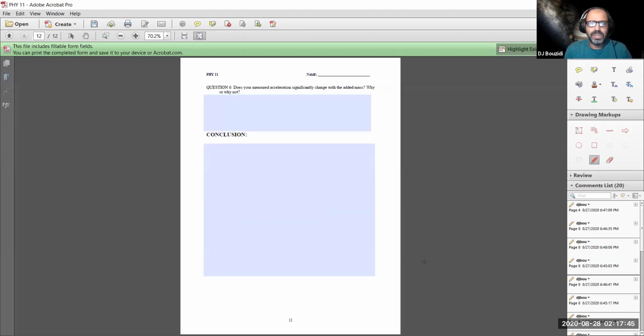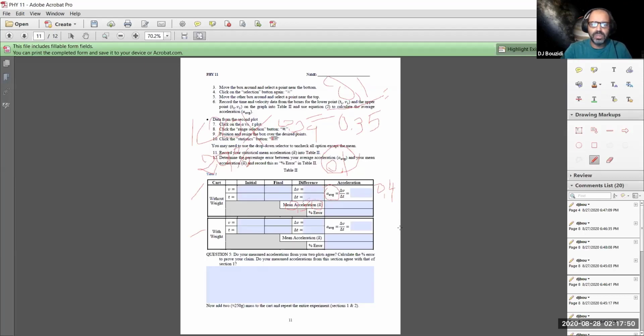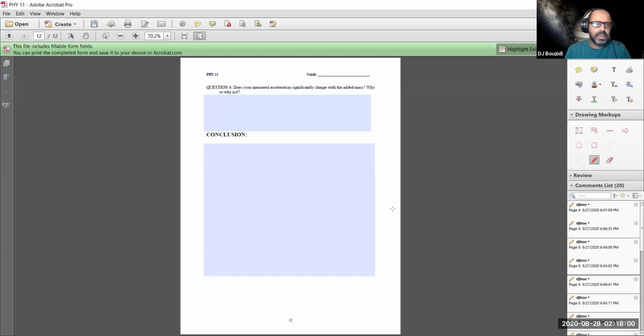Question 6, does your measured acceleration typically change with the added mass? Again, you're going to look at the two velocities with and without mass, and at that point you're going to tell, okay, what happened? Why do you think the mass now all of a sudden has a role in it? Okay, I need you to think in terms of what's going on with the car and the track itself, okay? Does that connection matter or not? So again, if you're having a problem with question 6, please let me know. So we covered all of the questions.